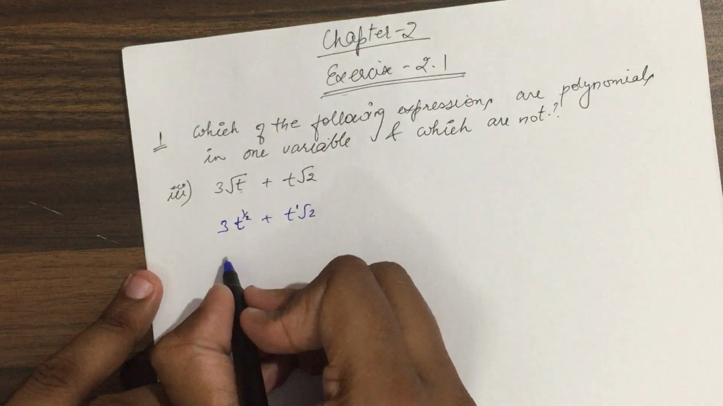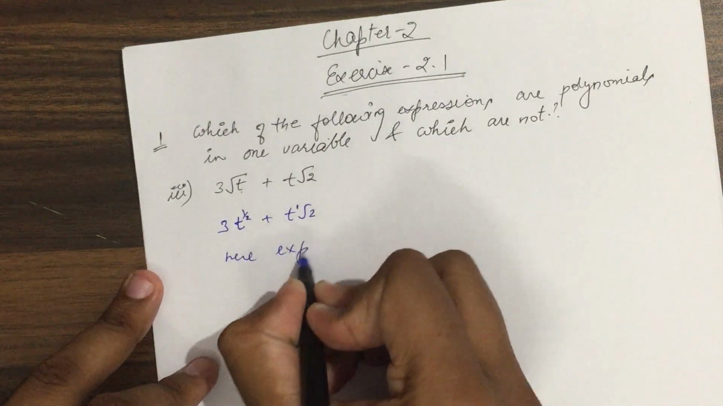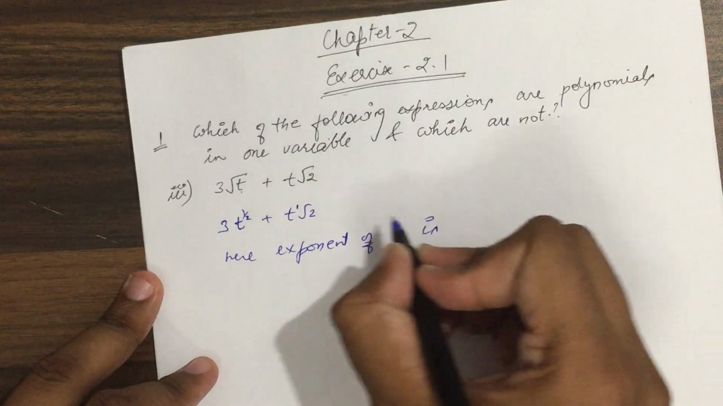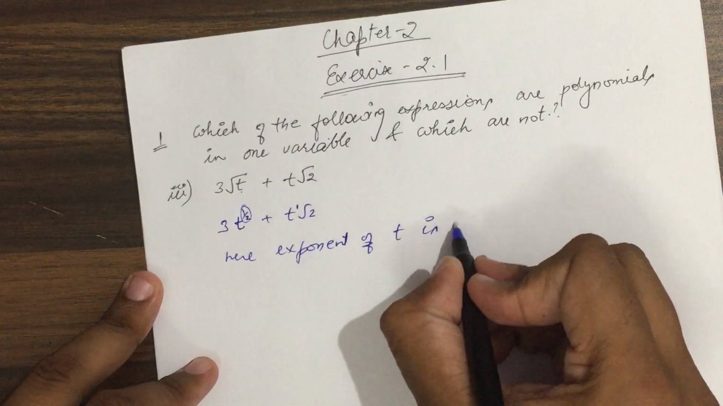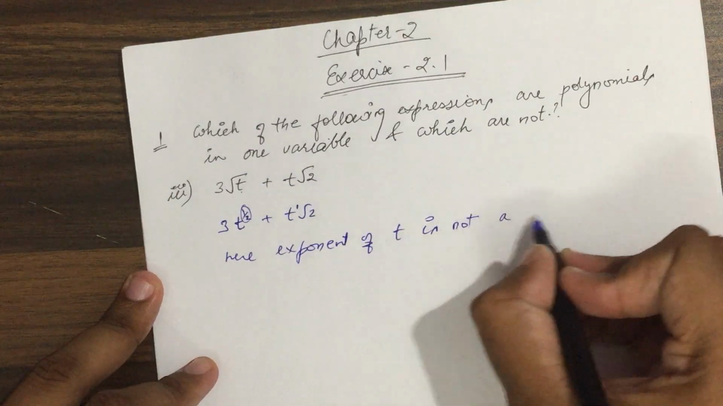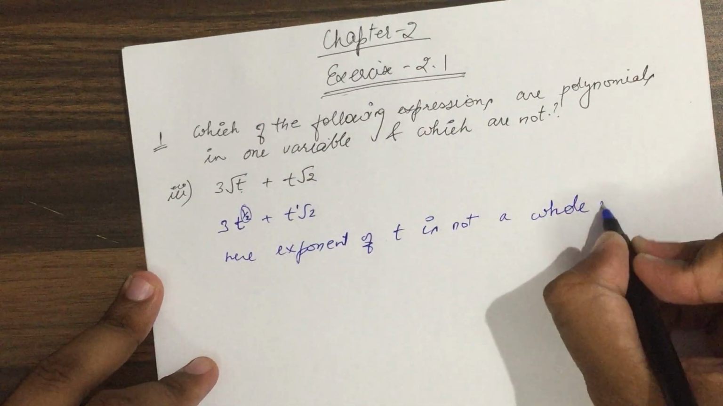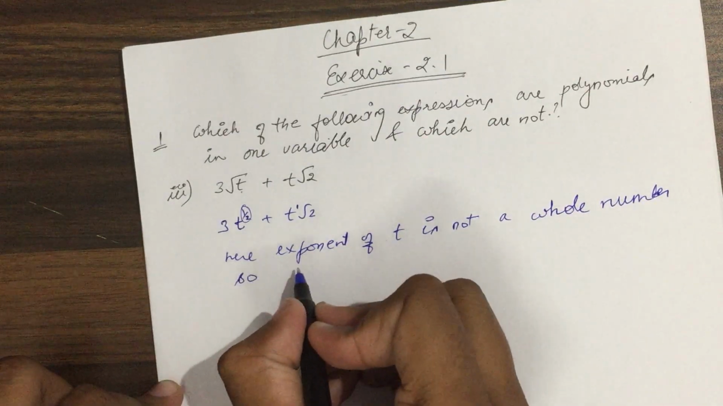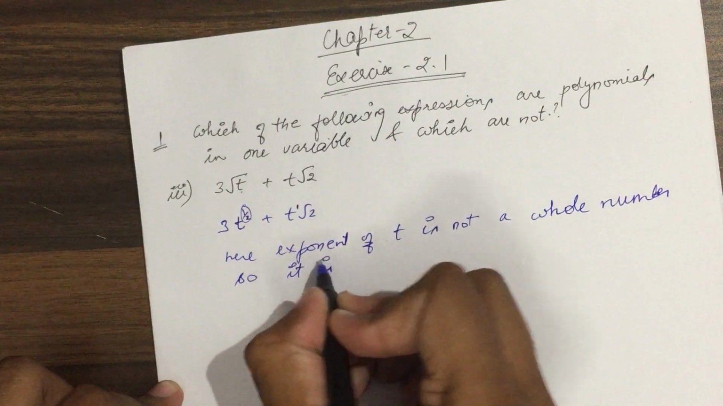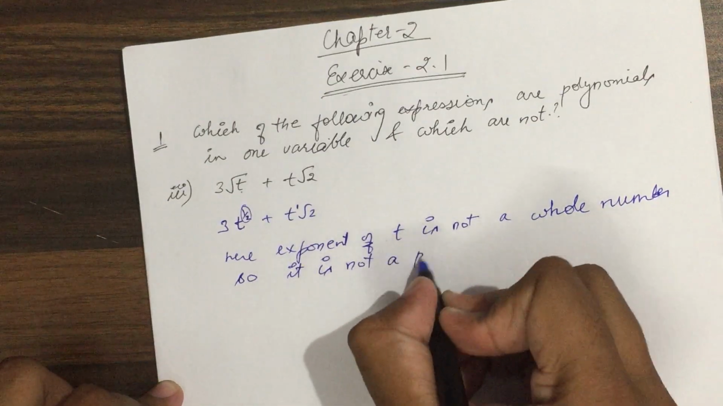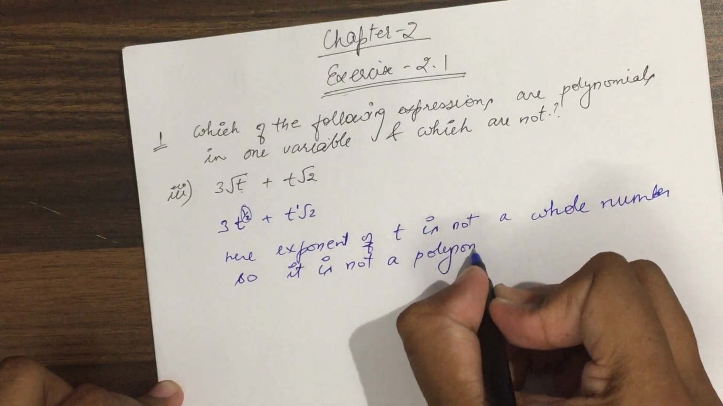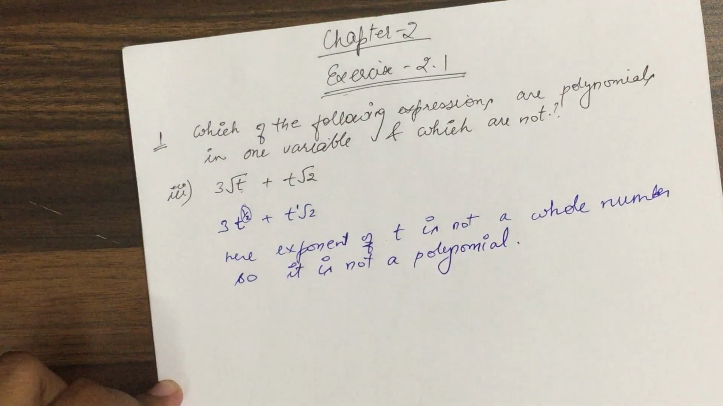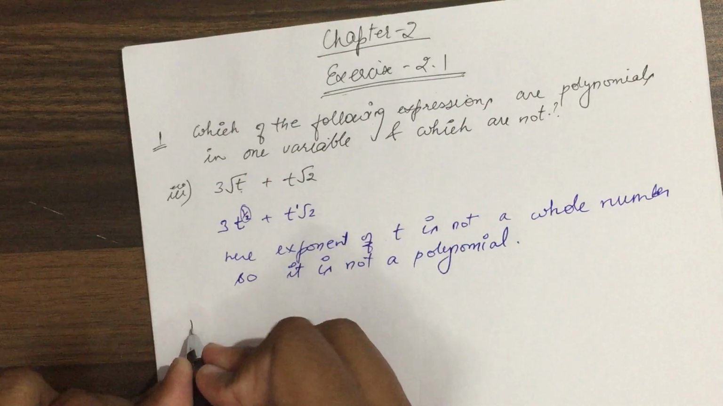So what we can write here, the exponent of t is not a whole number, so it is not a polynomial. Okay, so now look at another example also, fourth part.